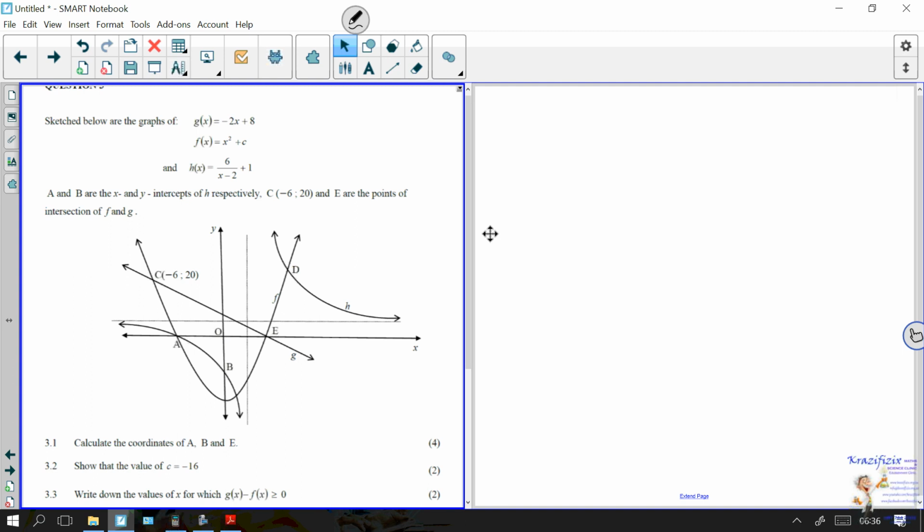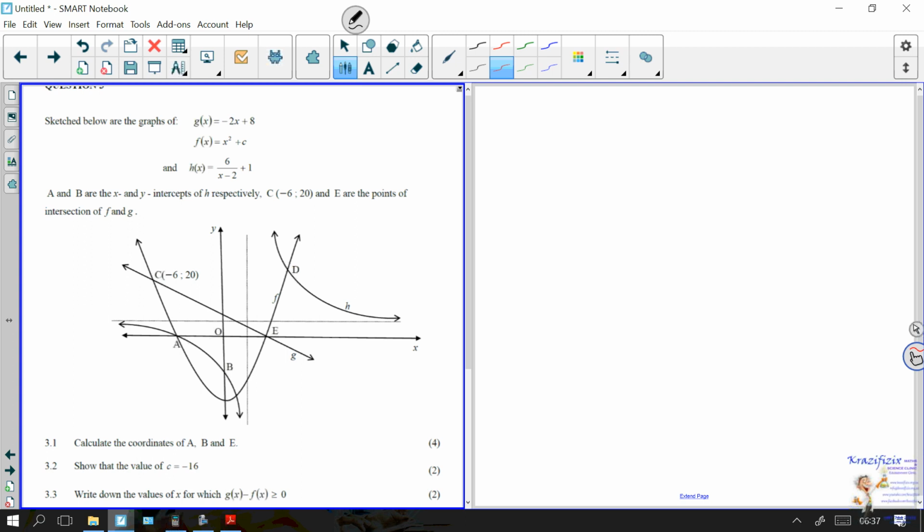Question number 3. Okay, this has to do with functions. Sketched below are the graphs of g of x, f of x, and h of x. What you notice if you look at the graph, my h of x is an exponential function. My g of x is a straight line. My f of x is a parabola there, and you have your h of x there.